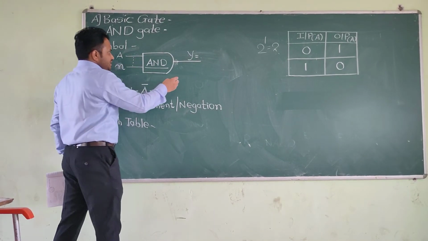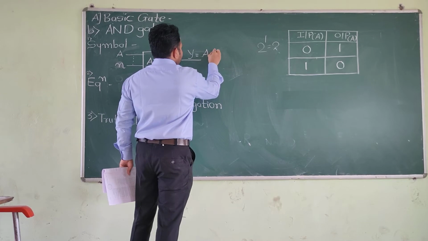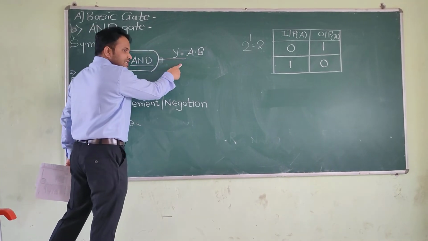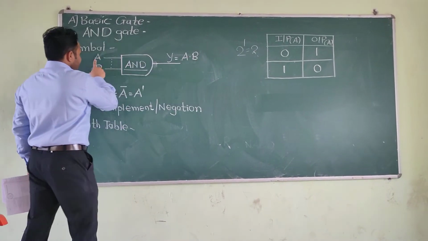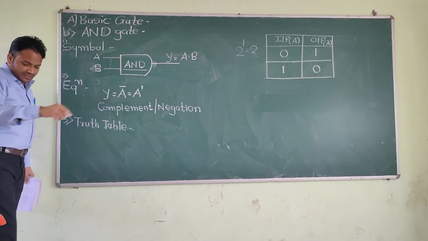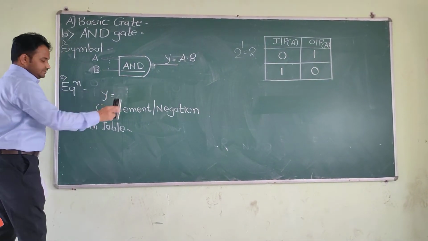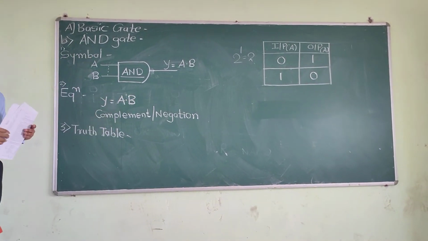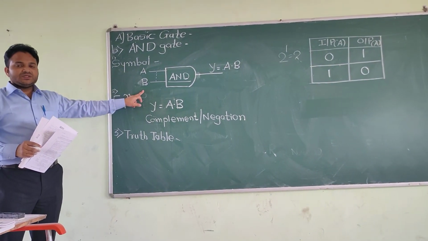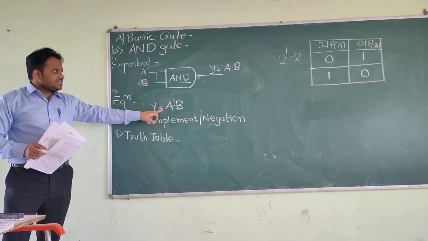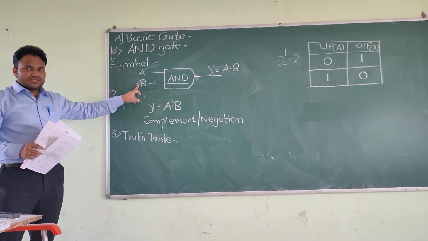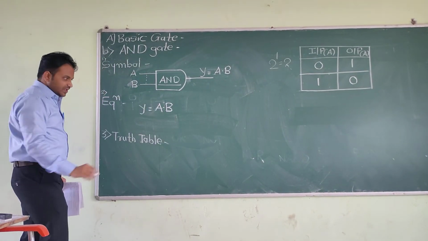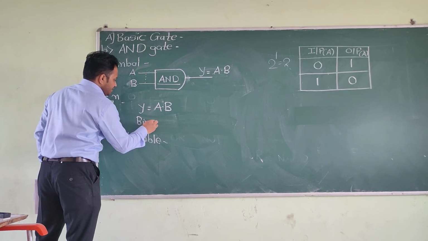And what is the output? Its output is nothing but A into B. If we are considering only two inputs, then its output is nothing but the product of A and B. So this is the equation: the output Y is equal to A into B. From this you will come to know that AND gate is equivalent to the multiplier, because its output is the multiplication of the inputs. So we can write it is similar to binary multiplication.